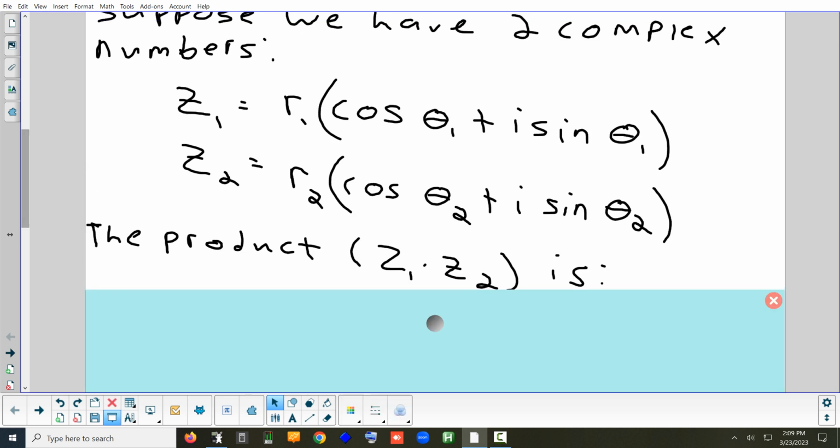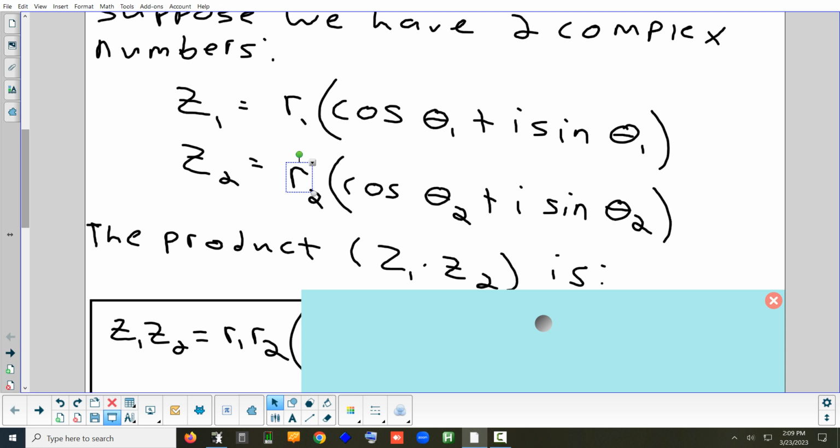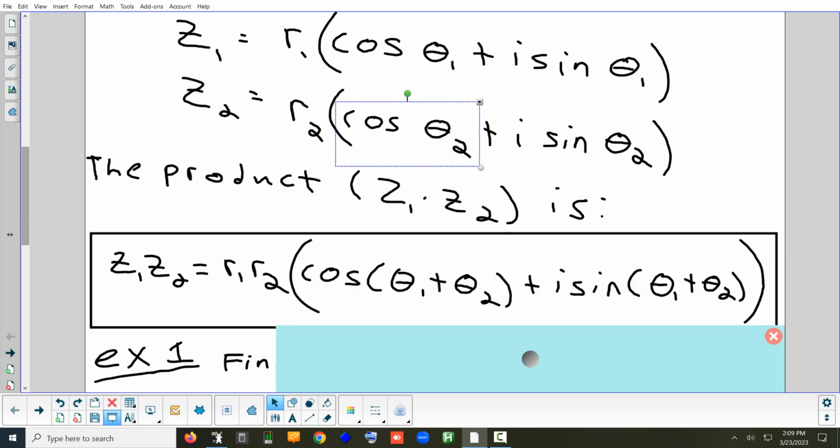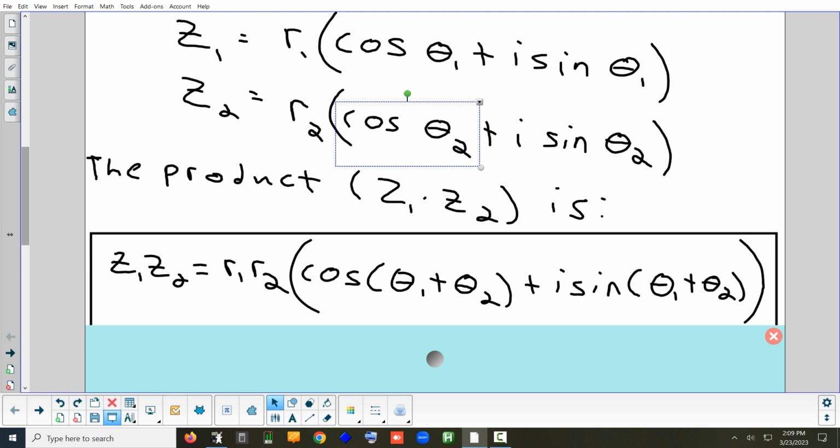All you have to do is take r1 and r2 and multiply them together. That's going to be your new radius. Take theta 1 and theta 2 and add them together. That's going to be your new angle. So those two calculations are going to replace everything I just did. Multiply the two radii together. Add the two angles together. And you're done. There's not going to be any FOILing, i squareds, or combining like terms. None of that is going to happen.